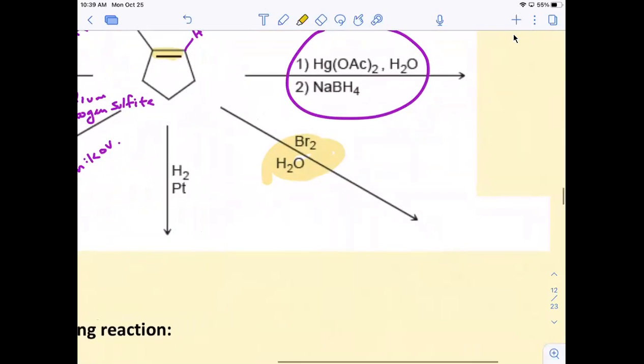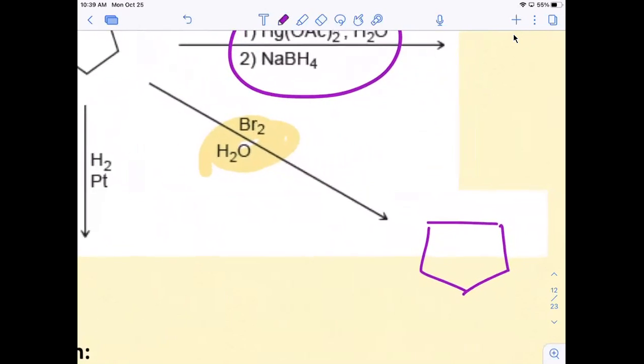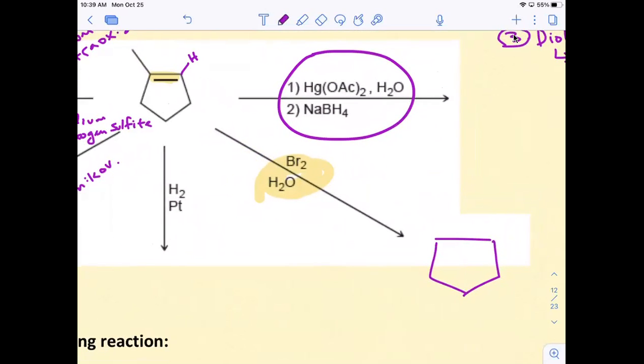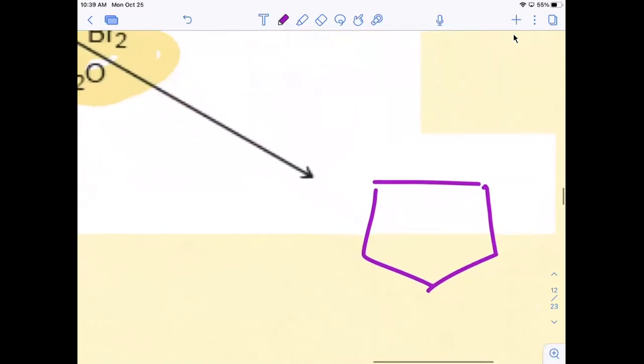Would that be one of the ones we just went over? Yes, sir. It's a halohydrin synthesis. Is that right? Yeah. So what is the outcome? It is a halogen, in this case bromine, and then an OH. And then the OH is going to be here.